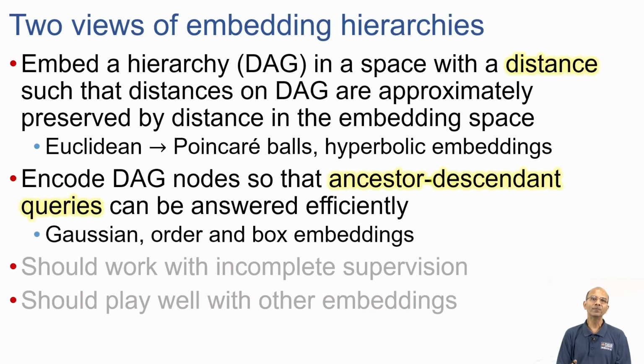There are at least two views of embedding hierarchies like this. One is to embed a hierarchy or a directed acyclic graph in a space that is still basically Euclidean. So we would like to have some notion of a distance in this space such that the distances in the DAG are approximately preserved by distances in the embedding space. And we will see a sequence of techniques in that style of work.